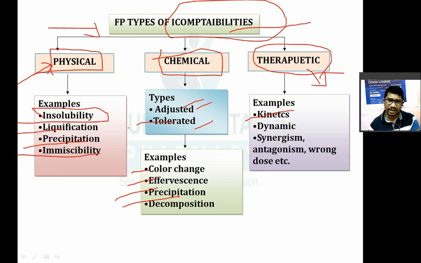Now, dynamic interaction means potentiation is there, synergism is there, or antagonism is there. Potentiation, synergism, antagonism, or wrong dose is also there. So these are the types of therapeutic incompatibility.